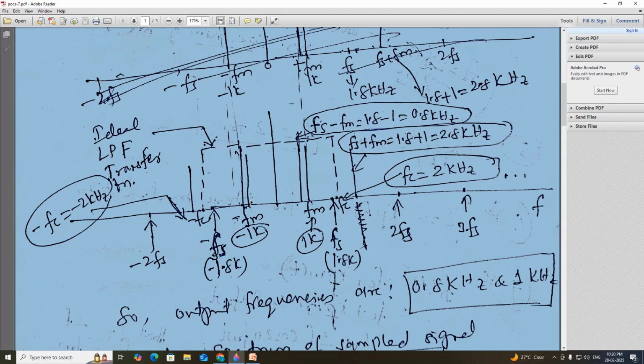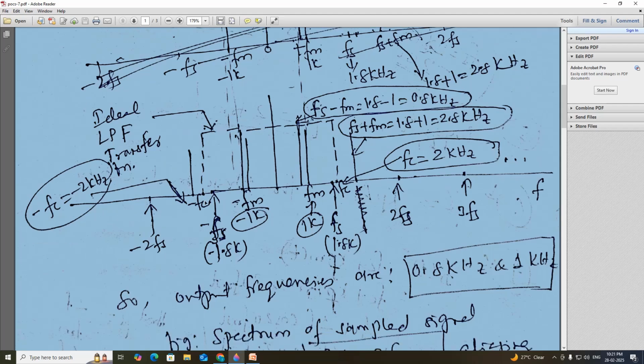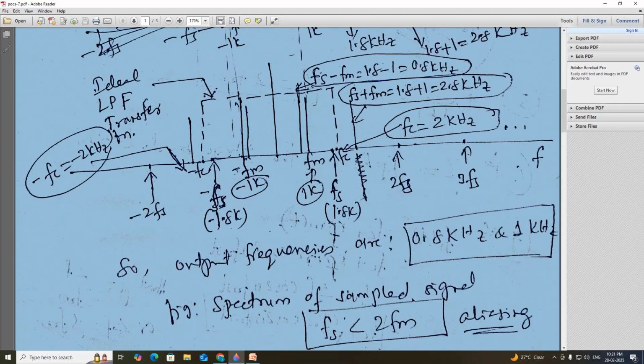I'll explain one by one. Here this is 0, I forgot to include 0 here. Here it is fm, here it is minus fm. We know fm is 1k, this is minus 1k. Next, this is the message signal, and this diagram is the spectrum of the sampled signal.